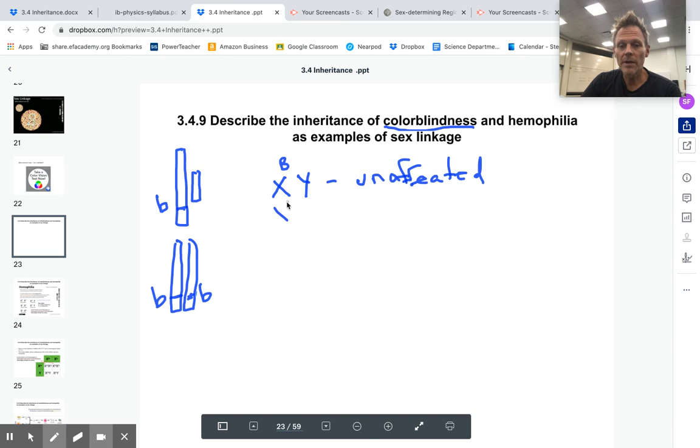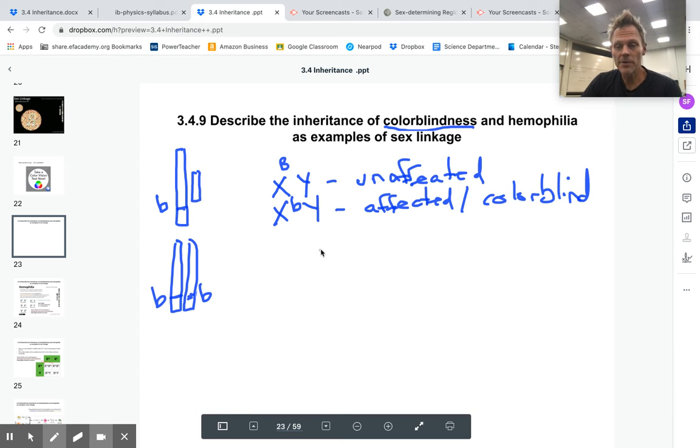Or the male could have the recessive form, right? And that would be affected. Or you could say that this individual male is colorblind. So that is how we note the males. And then for females, same deal. We write the X's. So female can be homozygous dominant. That is unaffected. She is not colorblind.